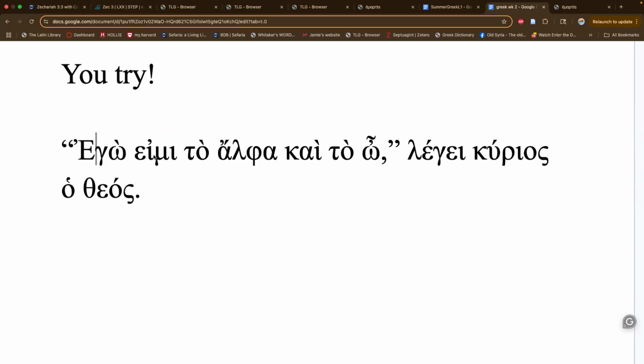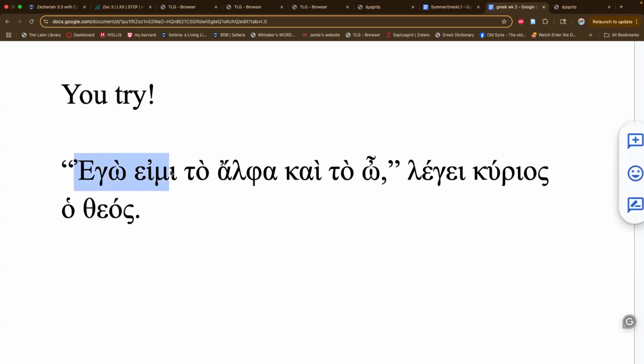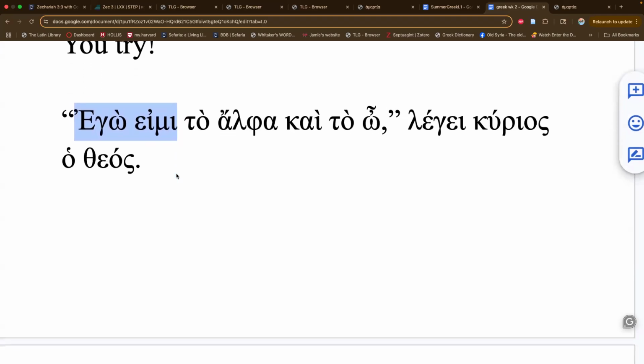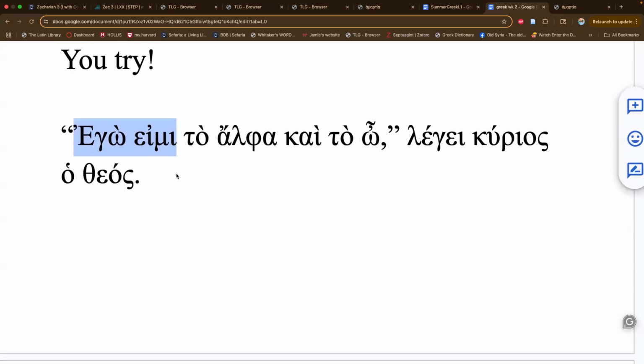Remember, mu is the name of the letter. It just makes the m sound. So, Amy. And ego Amy. Can we guess what ego means? It's a pronoun. So this just means I. Like I as in me. So ego eimi means I am.